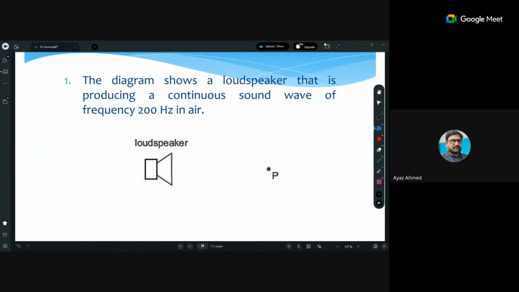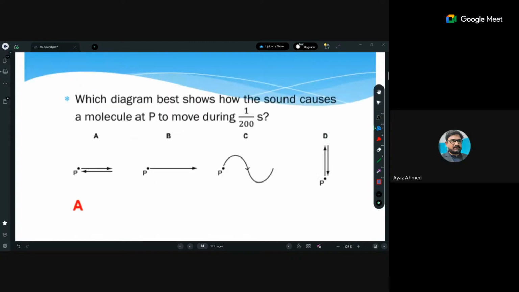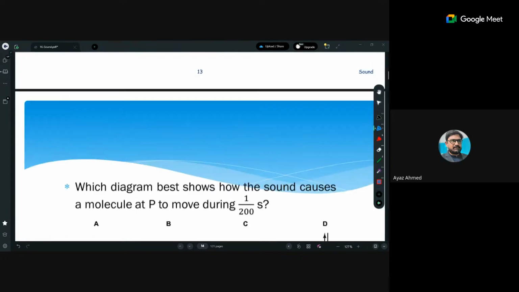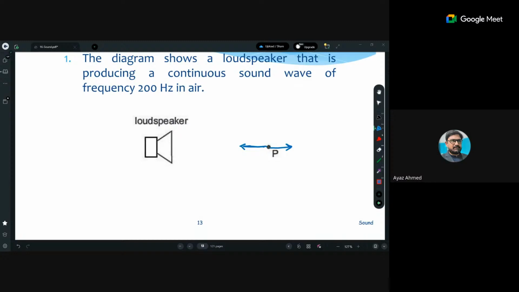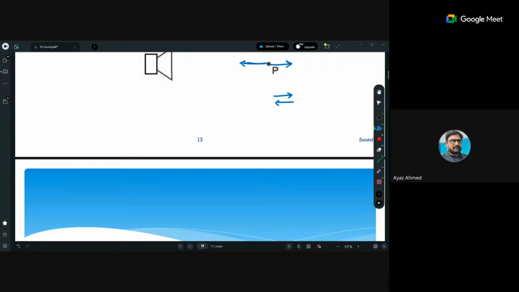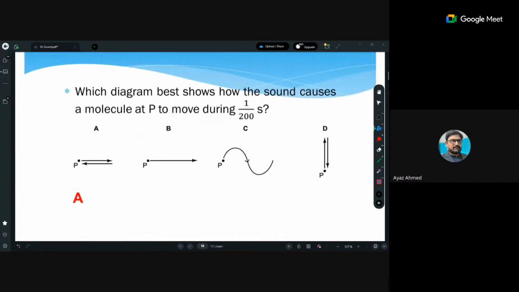Go to this part. The diagram shows a loudspeaker that is producing a continuous sound wave of frequency 2000 hertz in air. The loudspeaker has a particle, so this particle is supposed to vibrate back and forth. That is why option A is correct. Back and forth should be its direction of motion. Is this clear?